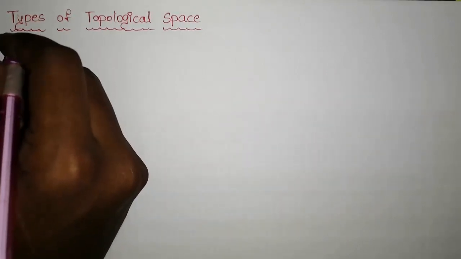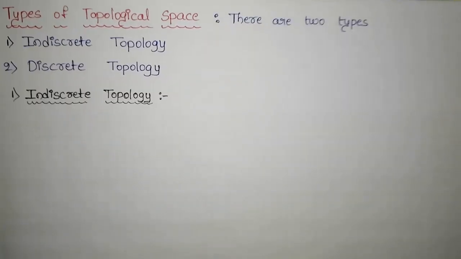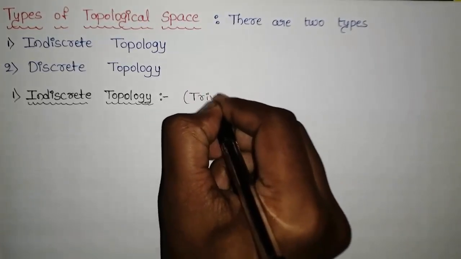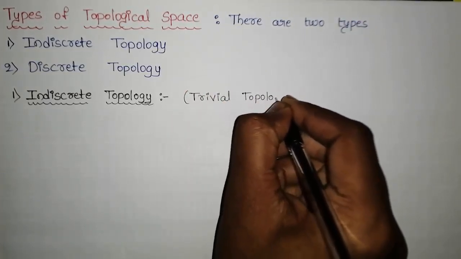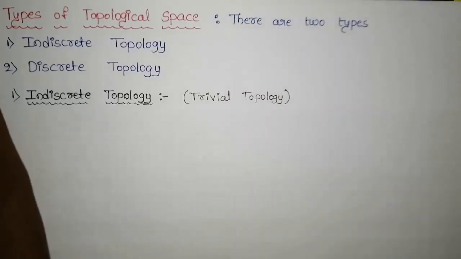Okay, so yesterday we discussed this one. So today I am discussing types of topological space. There are two types of topological space. First one is discrete topology and second one is indiscrete topology. So let us see the definition of indiscrete topology. This is also called trivial topology. Indiscrete topology is also known as trivial topology.